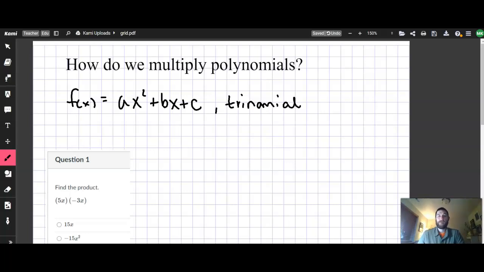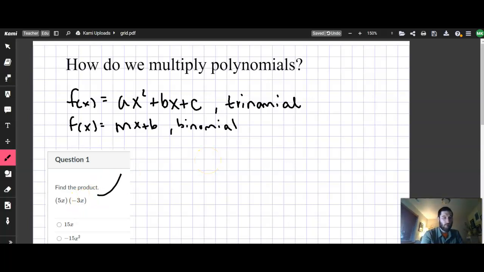And why is it called a trinomial? Because it has 3 terms. And remember, a term is anything that's added or subtracted. If we have f of x equal to mx plus b, I'm sure that looks familiar as well. Really, this is just the equation of a line where I replaced f of x with y, right? And so this right here is a binomial. Why? Because it has 2. And what we have here, 5x and negative 3x, are each monomials.